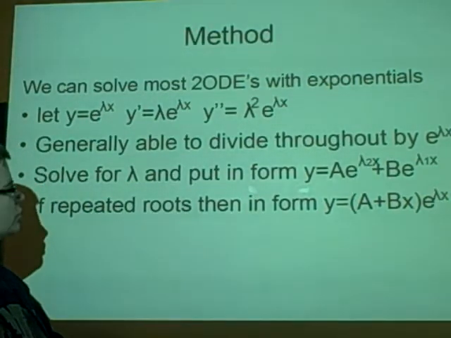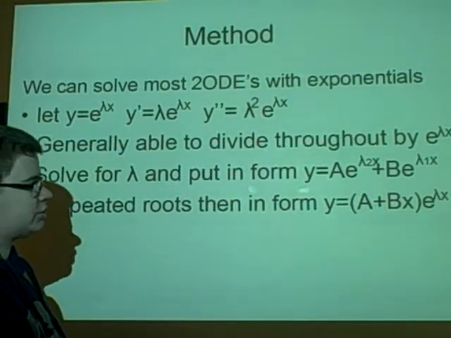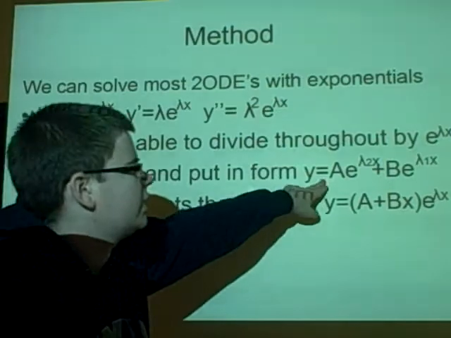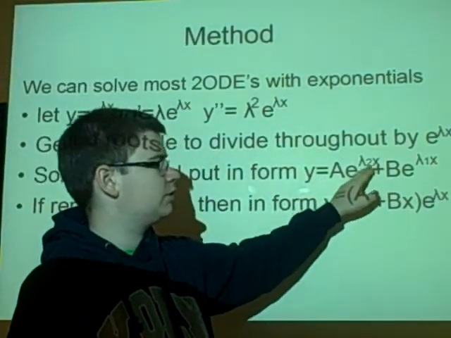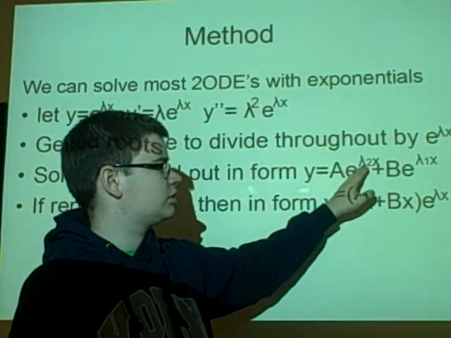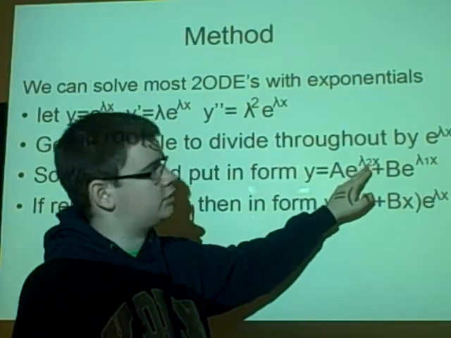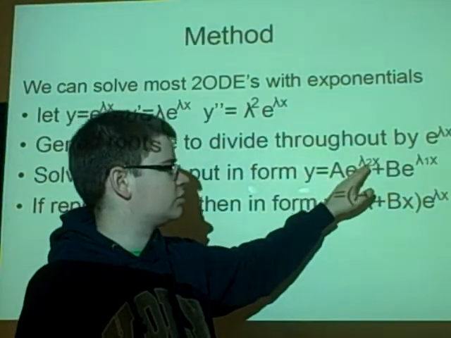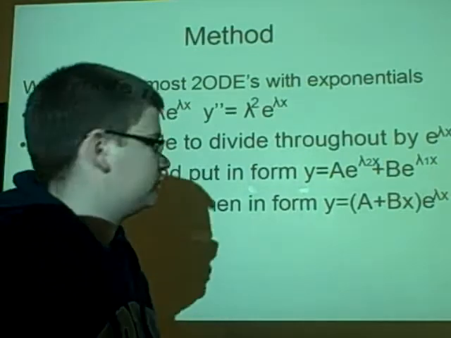Then you solve it to get your values for lambda, and then you put them into the form y equals a e to the lambda, then your value. So say you had your values for lambda as 4 and 5, you'd have y equals a e to the 4x plus b e to the 5x, so you put your values in.